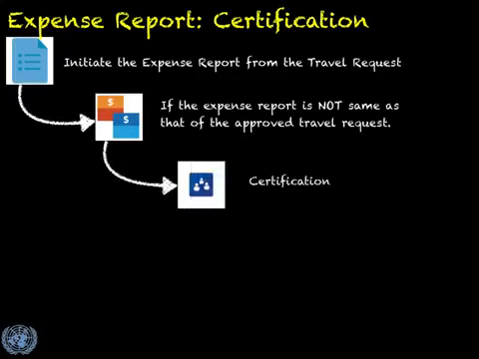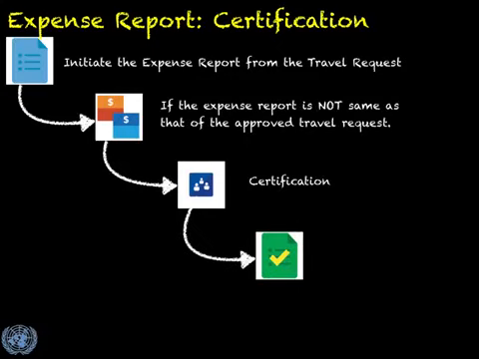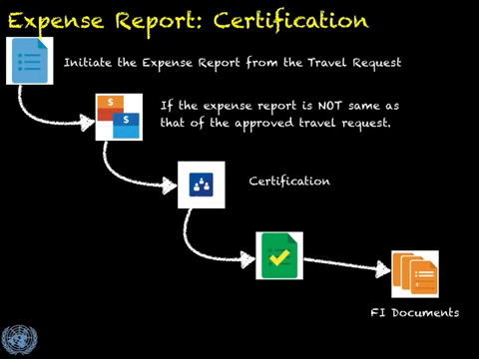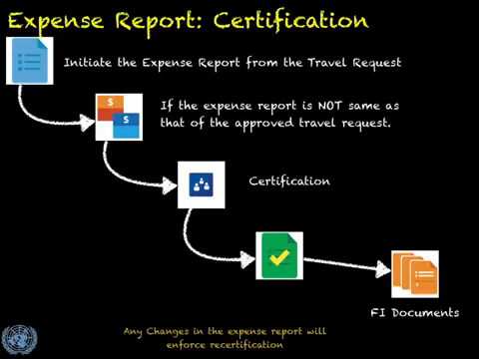Then the system will automatically take the document for the certification process based on the delegation of authority, and after the certification, it goes to the travel claims processor. The travel claims processor is the person who will be doing the reconciliation and posting the FI documents. Any change in the expense report will enforce the recertification of the document.